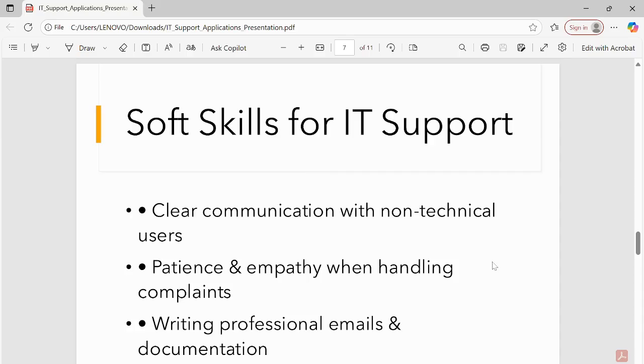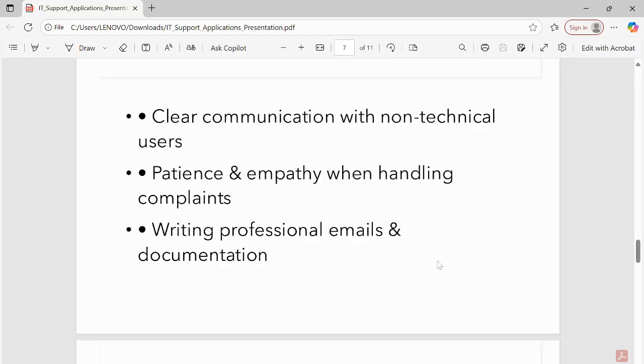Yeah, because if you are handling or have worked on any issue, then you have to send the mail also. So you should be more aware of what the professional email format should be, and how to document it and send the mail with a clear understanding, so that the user can understand in a professional way. Every format should be there: subject line, greetings, regards and everything. Okay, so these are the soft skills for IT support.